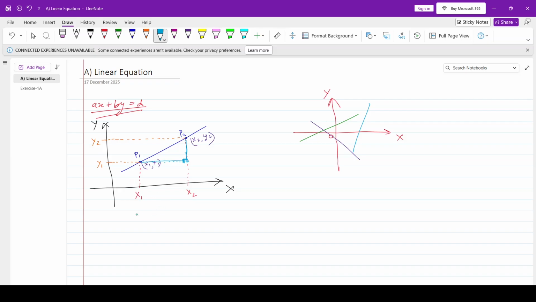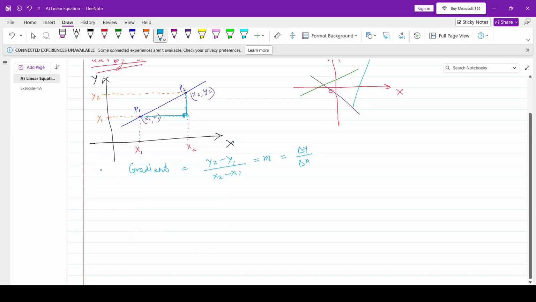Now when we talk about gradient, it is always equal to y2 minus y1 divided by x2 minus x1, and we denote this gradient by m. This is what we mean by gradient. For every step increase in x direction, what is the increase in y direction? We also write it in this form, delta y divided by delta x, where delta y is equal to y2 minus y1 and delta x is equal to x2 minus x1. Now this was our first property of line.